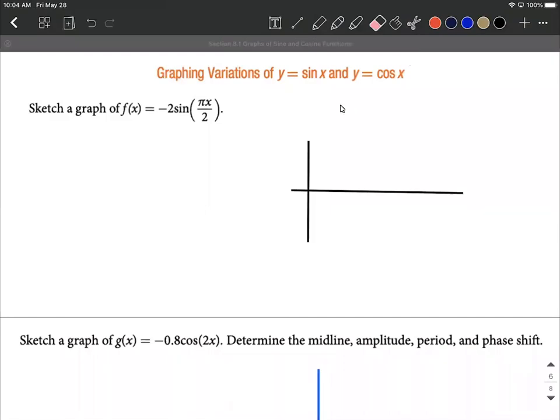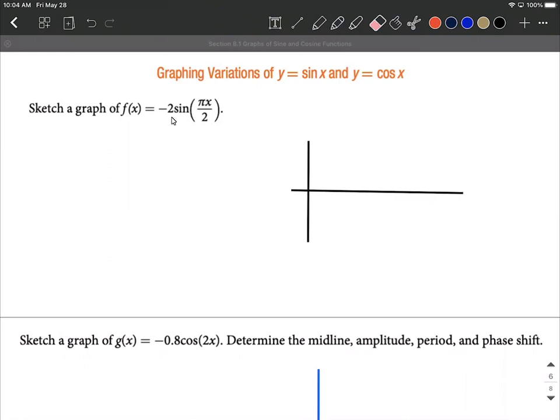Okay, we're going to be graphing some variations on sine and cosine. On this first one, what we have is -2 sine of pi times x all divided by 2. Now, notice we don't have any numbers being added or subtracted on the inside here with x, and we don't have any numbers added or subtracted at the end. What that means is no horizontal shift or phase shift, and no vertical shift based on something added or subtracted at the end.